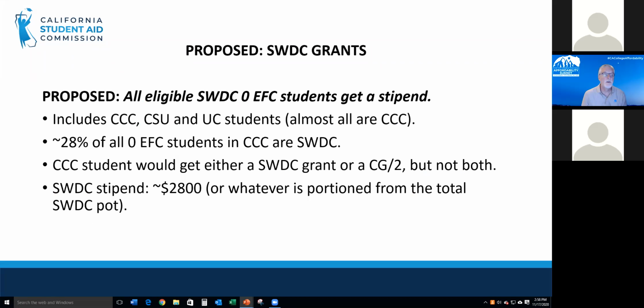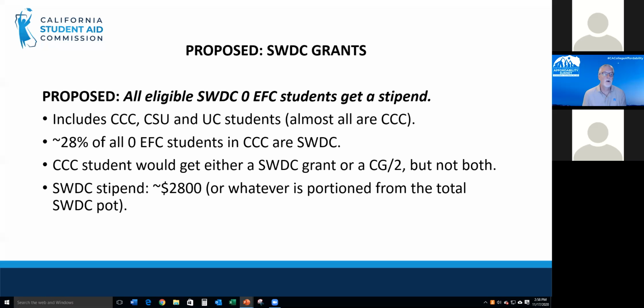So I talked about students with dependent children and their proportion in the Cal Grant 2 pool. What we're proposing here is all eligible students with dependent children also at 0 EFC would get a stipend. In this case, it would be across all public sectors, including community colleges, CSU and UC, who are currently eligible. Almost all of these are already at community college. There are a few students with dependent children at CSU and UC who would continue to get this stipend. In fact, 28% of all 0 EFC students in community colleges are students with dependent children.